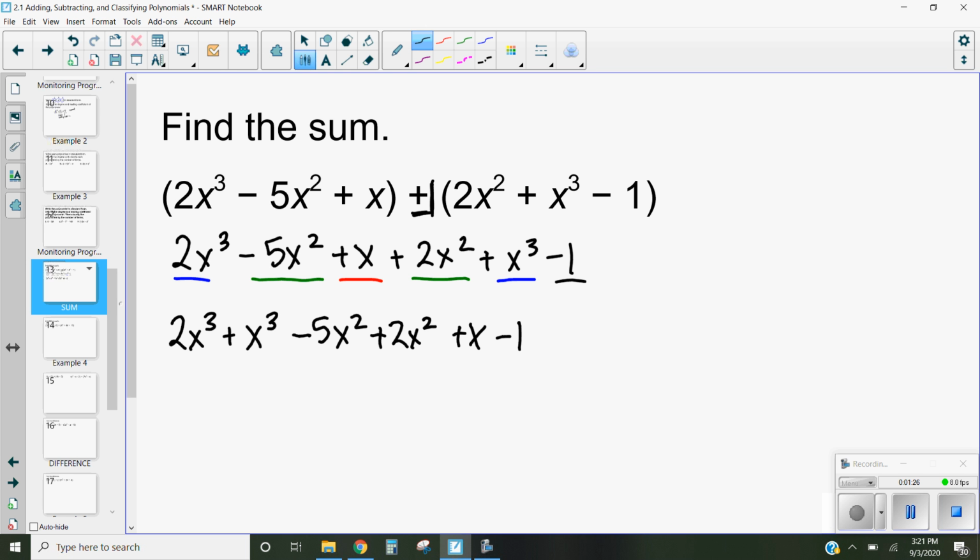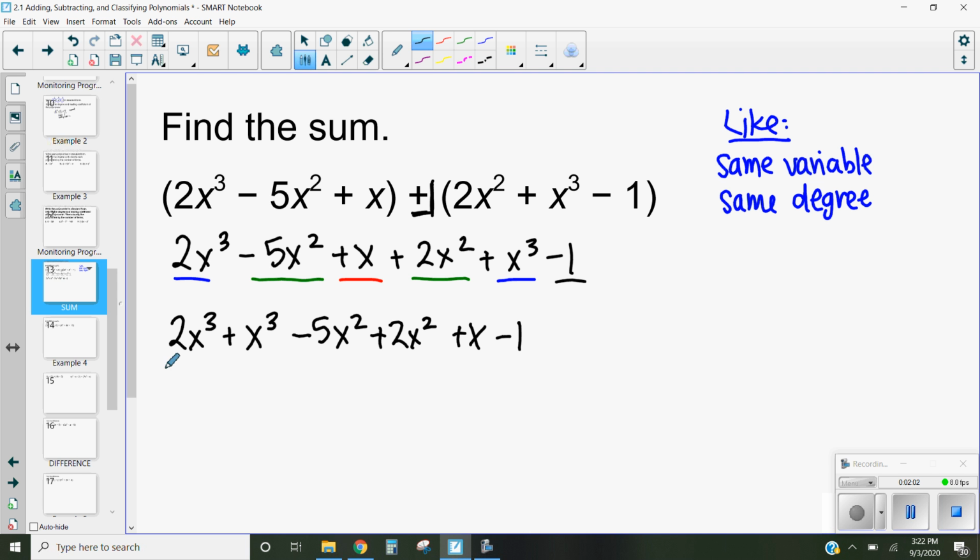Now notice how this is in standard form because the leading term has the highest degree, and then the degrees go down as we go from left to right. Now I want to combine terms that are alike. In order for terms to be alike, they have to have the same variable and they have to have the same degree. So notice how in this problem our only variable is an x, so we don't have to worry about this one. Now I want to combine all the terms with the same degree.